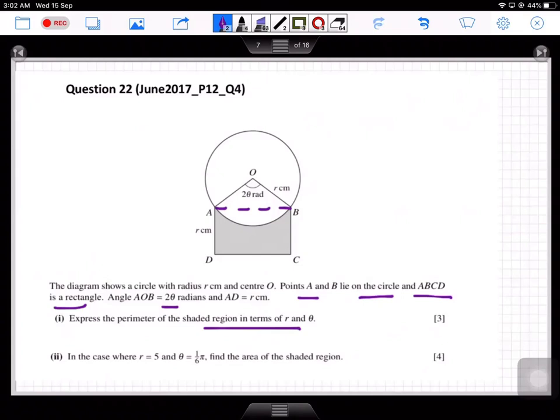Now, in order to find the perimeter of the shaded region, what you know is that this AD length is r centimeter, so definitely this BC length is also r centimeter. We don't know this CD yet, and we don't know this AB yet, but we can actually find out the length of this chord AB, which will be exactly equal to the length of CD. So we can find out AB in terms of r.